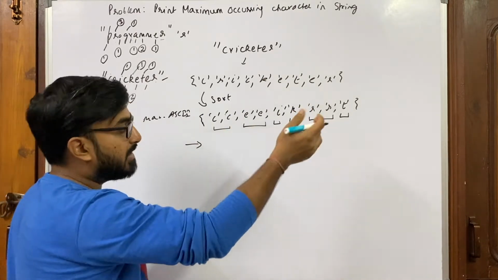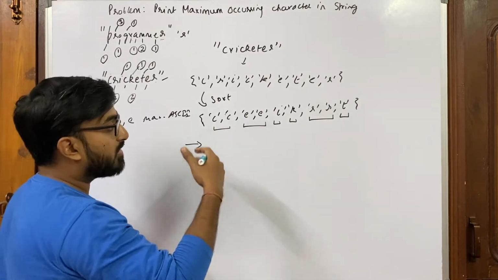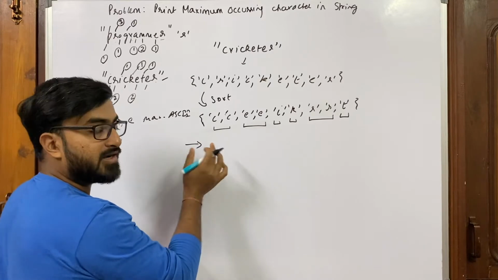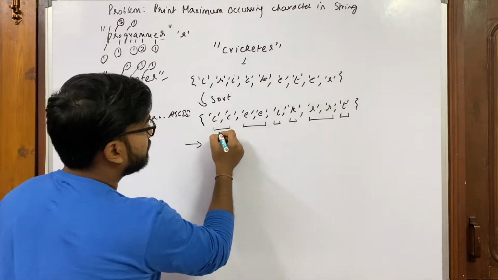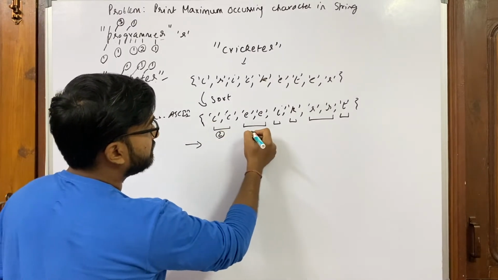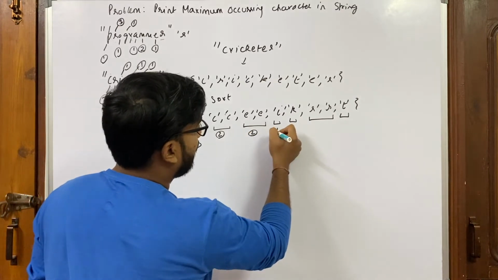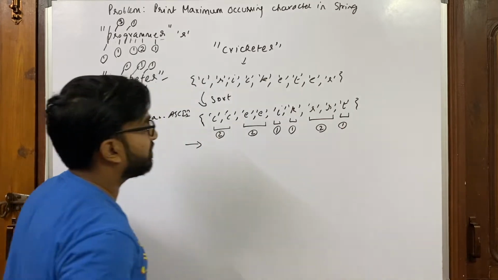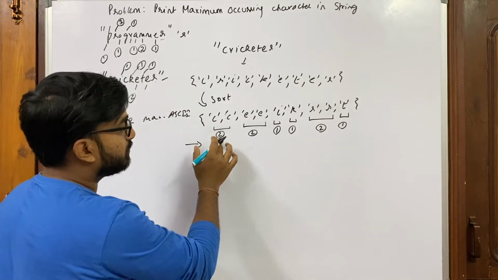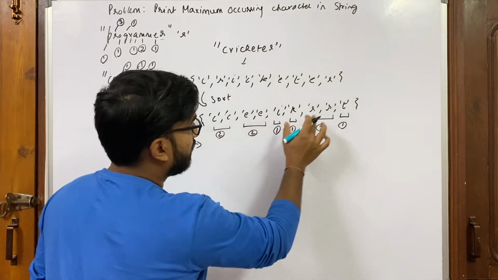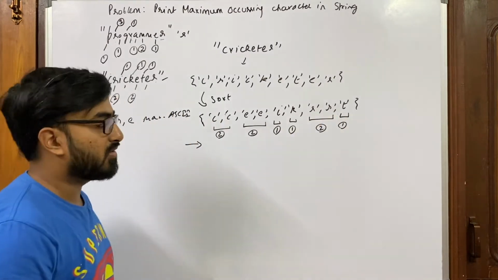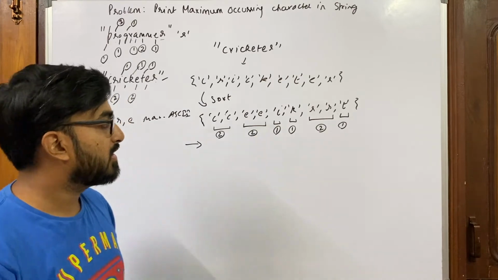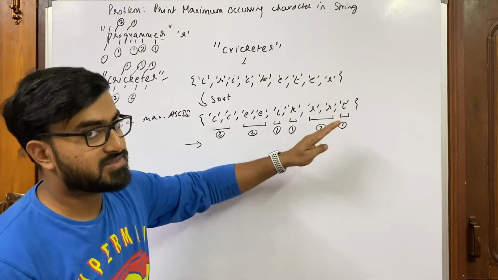So what I do is traverse from left to right, and I keep count of how many times a character appears in this array. How do I track the count? I count how many continuous indices a character occupies. C occupies two continuous indices, E occupies two, I occupies one, K occupies one, R occupies two, T occupies one. So the count for character C is 2, E is 2, I is 1, K is 1, R is 2, and T is 1. Then I find the one with the maximum count. In this case there are ties, and we'll see how we break ties.